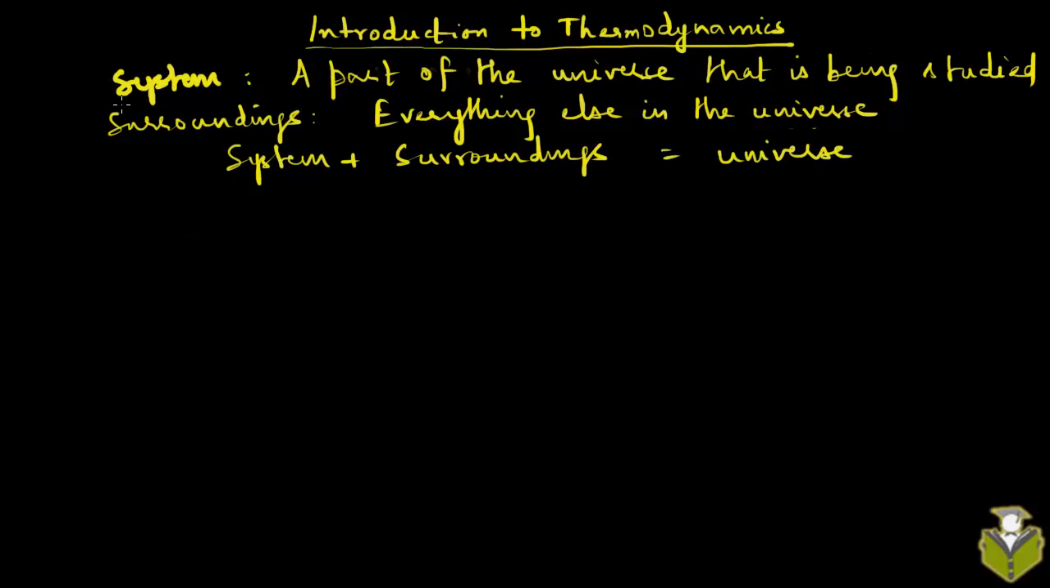Now you might ask, what exactly is the system? You can define the system however you like. It's completely up to you. You can define the walls and the boundaries that exist between the system and the surroundings, and you can say, this is the region I specify as the system, and everything apart from it in the universe is the surroundings.